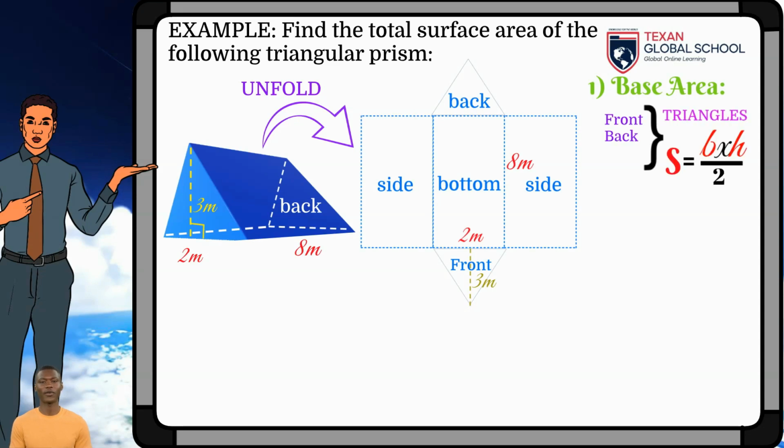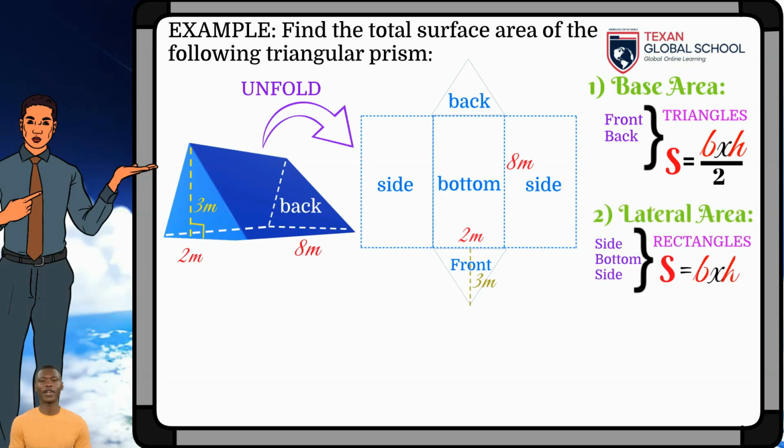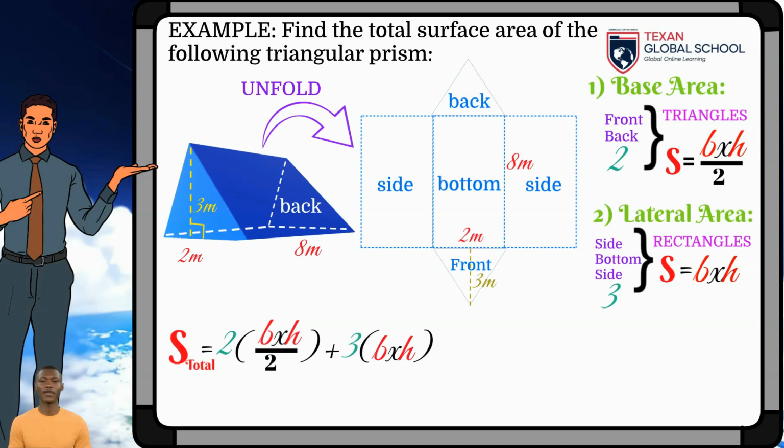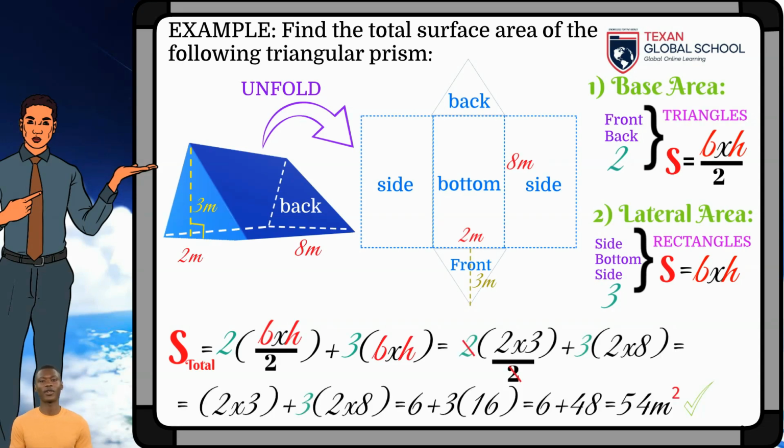So, let us remember the formula to calculate the area of a triangle as base times height over 2. And the area of the rectangle as base times height. As a result, the total surface area of the prism is 2 times the area of the triangle, plus 3 times the area of the rectangle, resulting a surface area of 54 square meters.